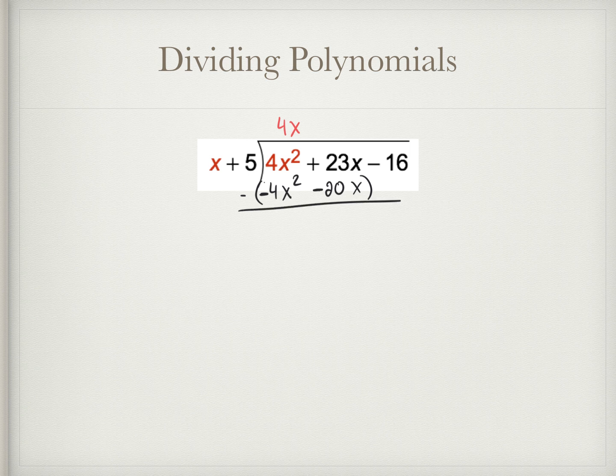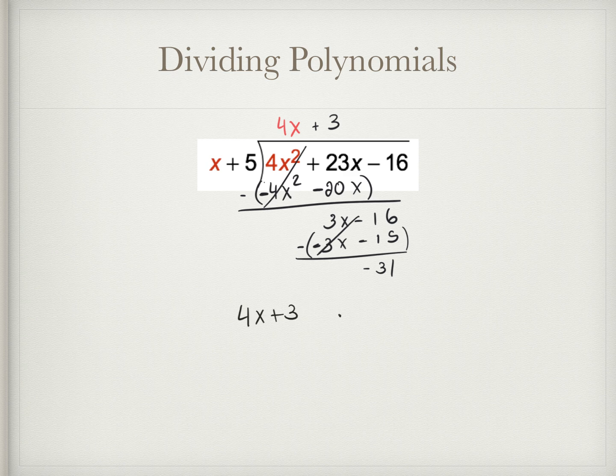We're going to add them. These cancel out. We're left with 3x minus 16. So we're going to go ahead and do plus 3. Multiply everything. 3 times 5 is 15. 3 times x is 3x. Remember that negative, when you're subtracting, is distributed to everything. So this becomes negative. This becomes negative. These cancel out. And we're left with negative 31. So your solution would be 4x plus 3, remainder negative 31 for this solution.